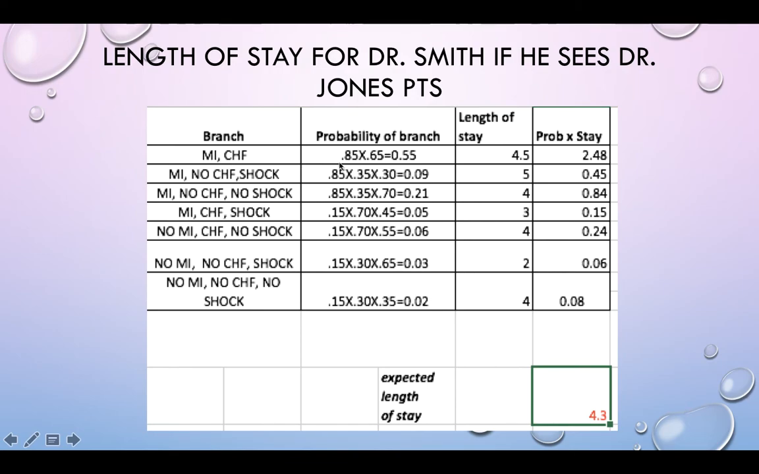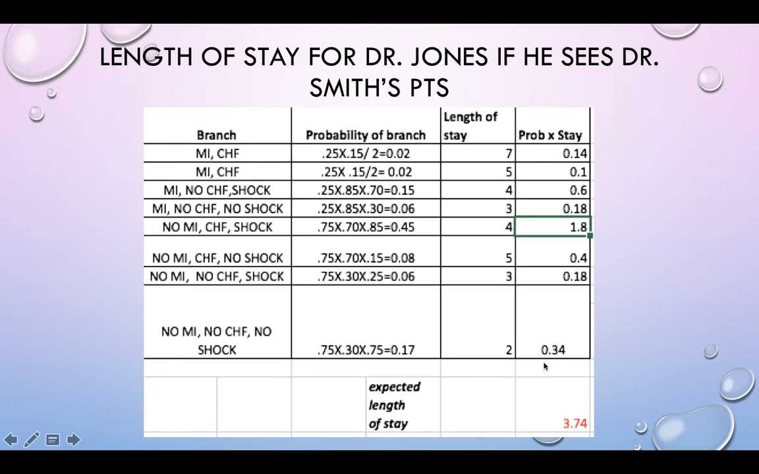It's the same procedure as previously shown. You'll just see that the probability numbers are a bit different, and also the branches are much more complex. And you'll do the same thing for Dr. Jones when it comes to him seeing Dr. Smith's patients. If Dr. Jones were to see Dr. Smith's patients, we will get an expected length of stay of 3.74 days.